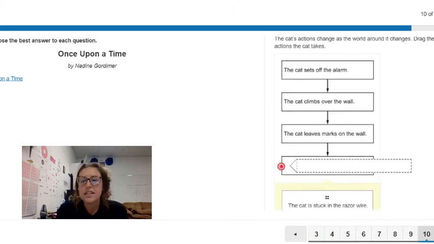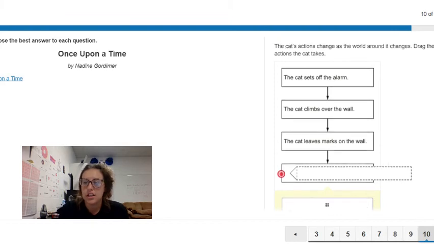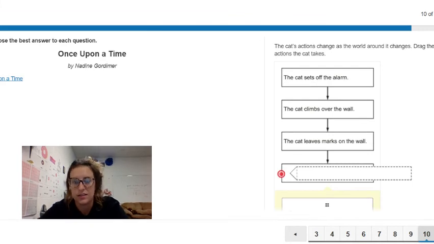All right, the cat's actions change as the world around it changes. Drag the missing event in the actions the cat takes.